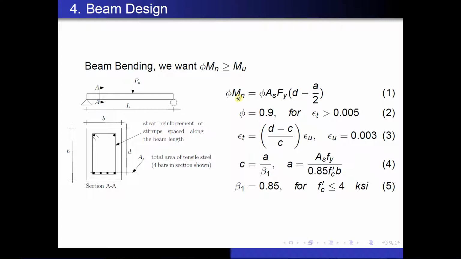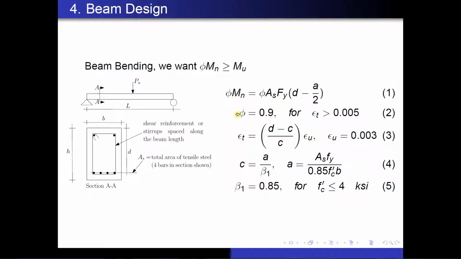So here we have phi Mn. It is calculated as phi times the total area of tensile steel times the yield strength of that tensile steel times this quantity in parentheses, which is d minus a over 2. Now in a little bit we're going to learn what a is, but for right now let's look at some of these other items here.